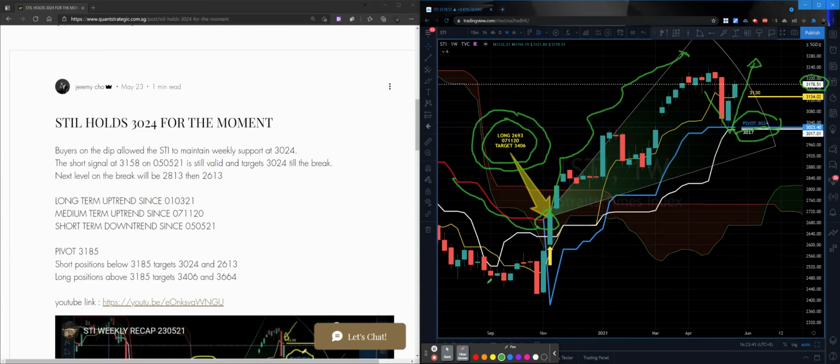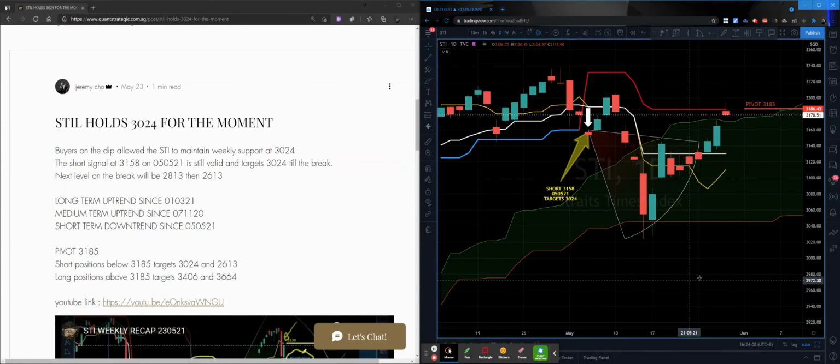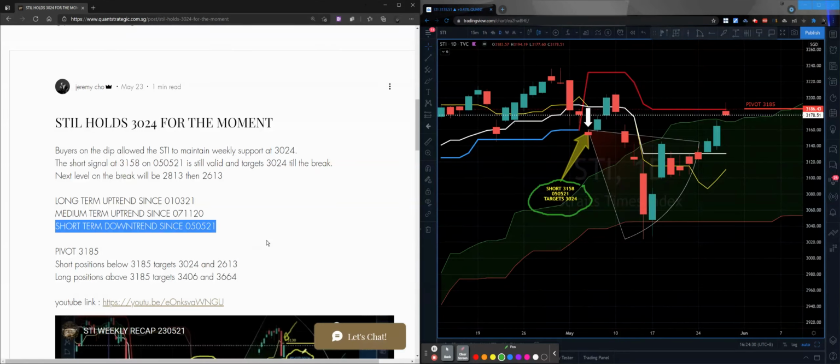Moving on to the daily chart, I'm going to relate you again to the blog post. If you look at the post on the left again, I say a short signal at 3158 on the 5th of May is still valid and targets 3024, which you remember is the pivot support on the weekly. So we did have a short signal at 3158 on the 5th of May 2021, targeting 3024, and it's written there, short-term downtrend since 5th of May 2021. That's how you use my blog post.